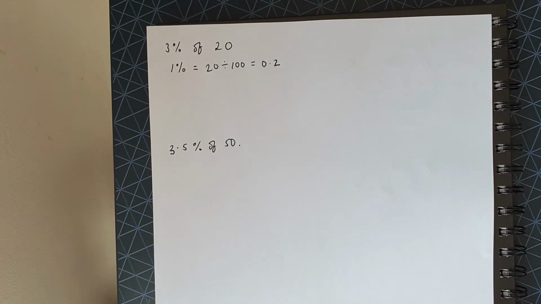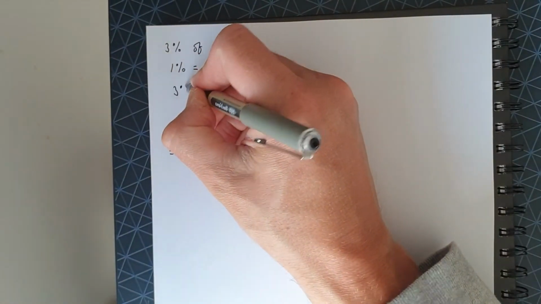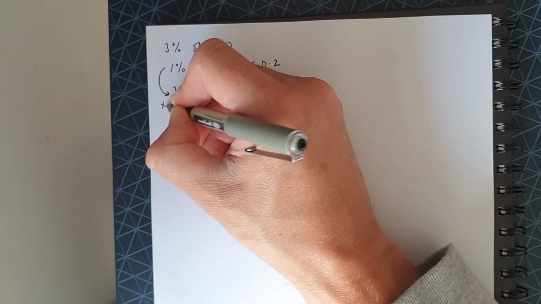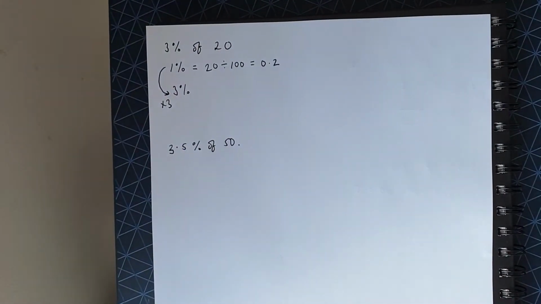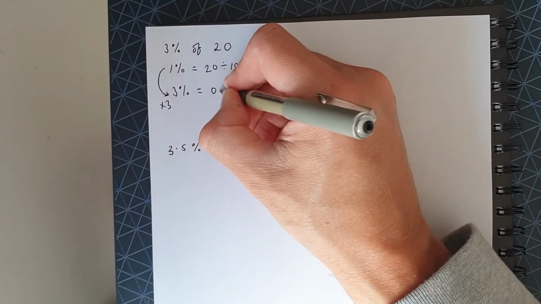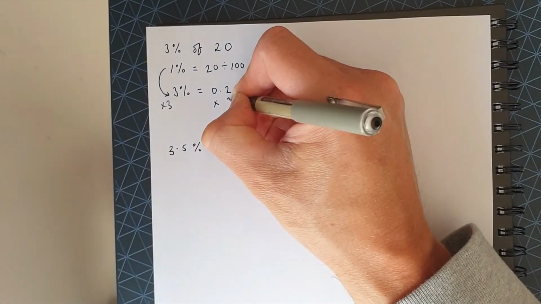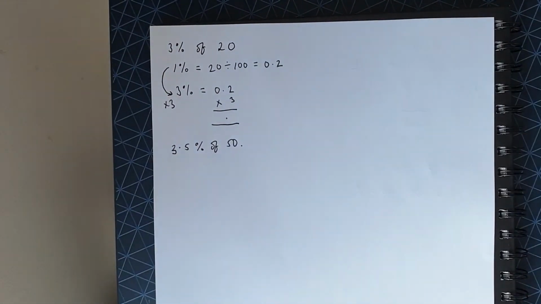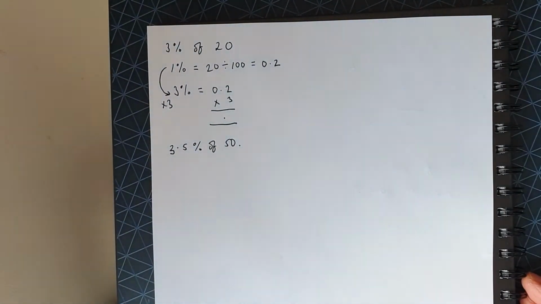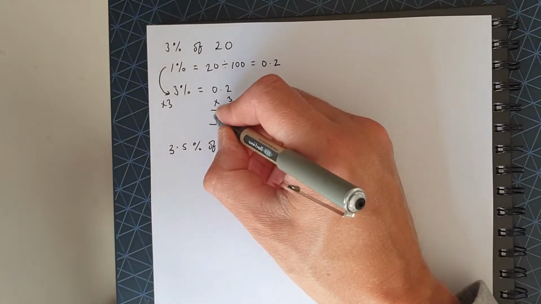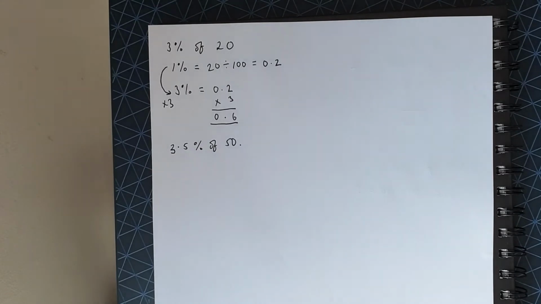If you have 1% and you want 3%, all you do is take your 1% and multiply it by 3. 1 times 3 is 3%. Now I know that 1% is 0.2. So all I need to do is multiply that by 3, and that'll get my answer. Up and down sum, 2 times 3, 6. 3 times 0 is 0, so I get 0.6.